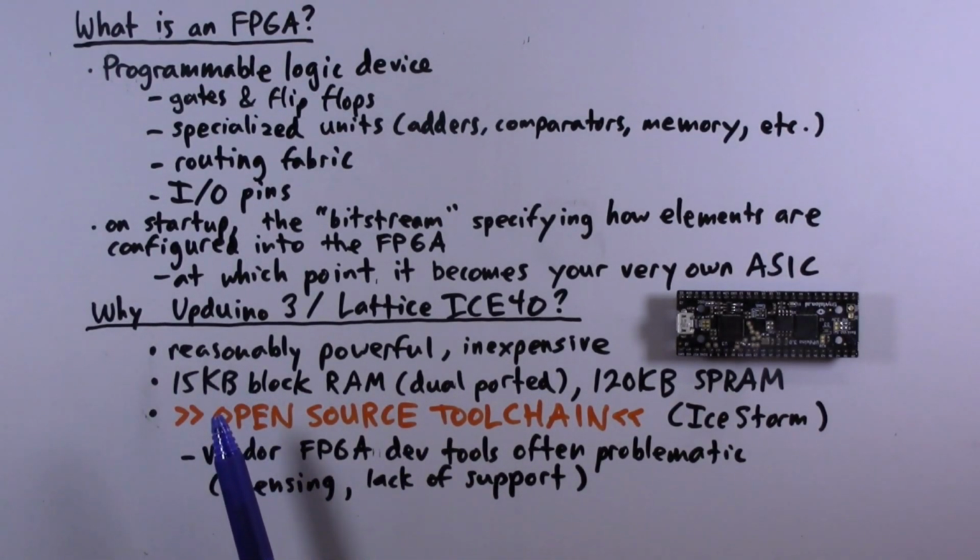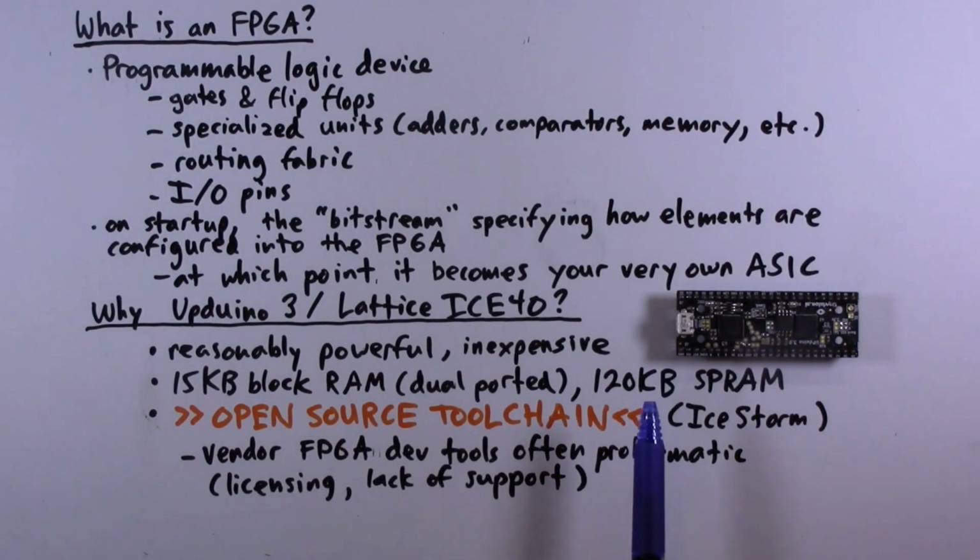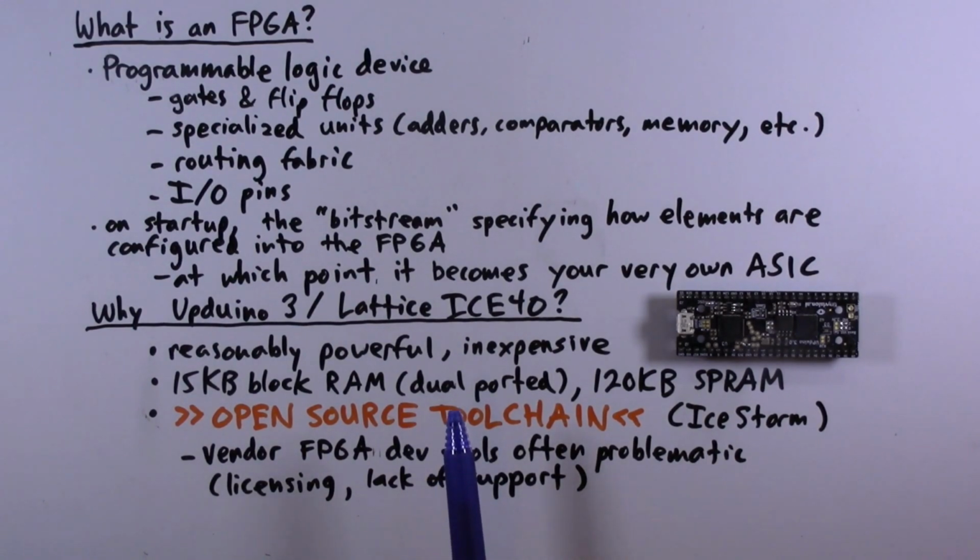It has a reasonable amount of memory on it, 15 kilobytes of dual-ported block RAM and 120 kilobytes of single-ported RAM, and this should be useful for things like registers and palettes and fonts, and then the larger single-ported RAM should be good for the frame buffer.